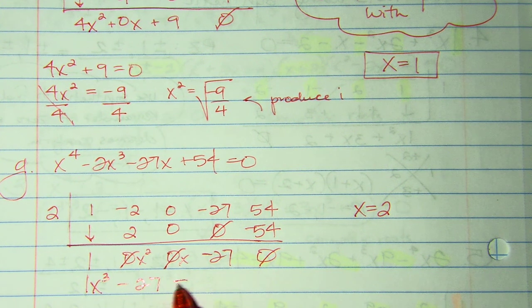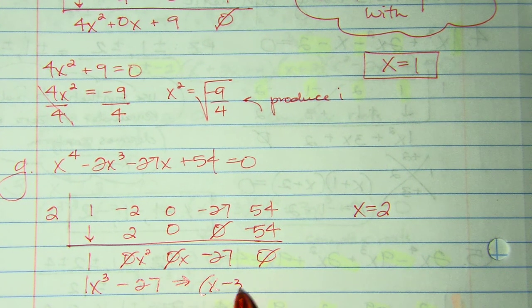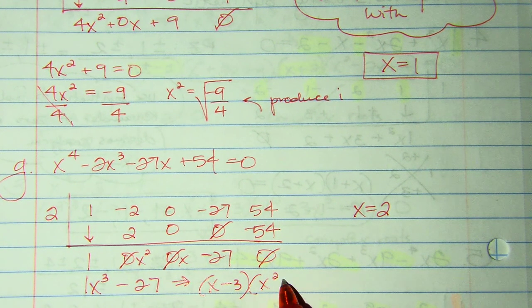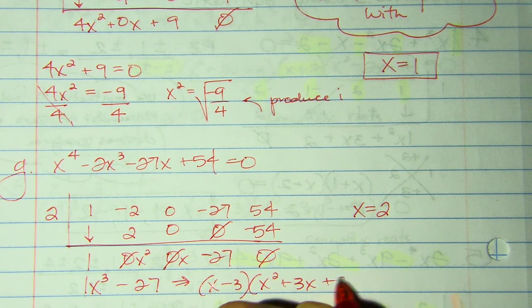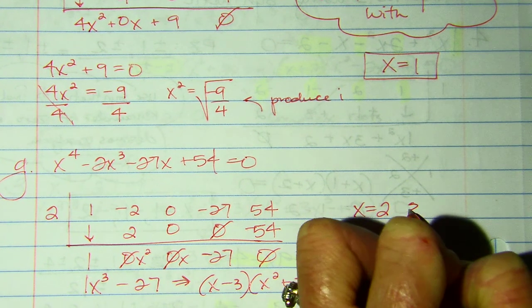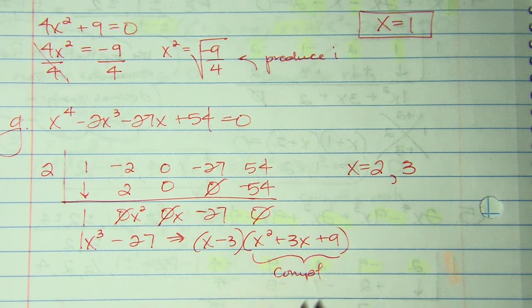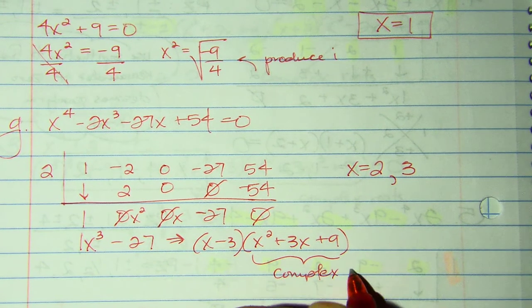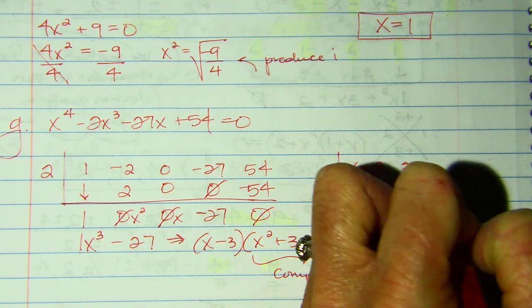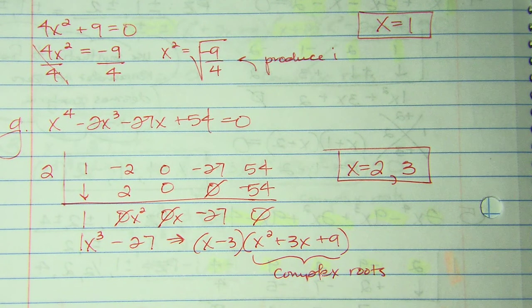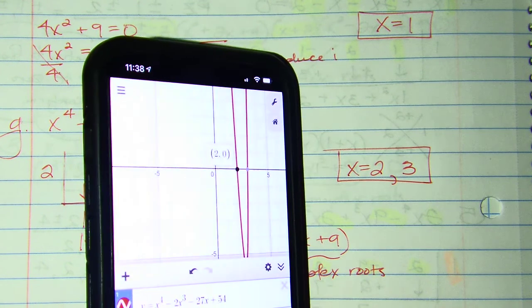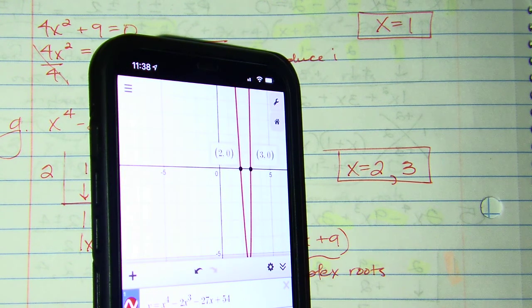That's a difference of 2 cubes. So x minus 3, x squared plus 3x plus 9. So my other solution is positive 3. This would give me complex roots, and we discovered the same problem earlier. So the only real roots, even according to my graph on Desmos, is at 2, 0, and 3, 0.